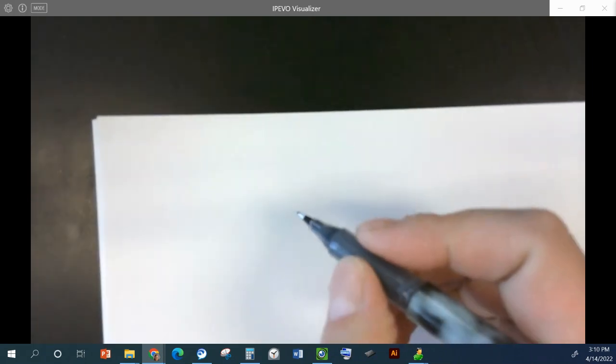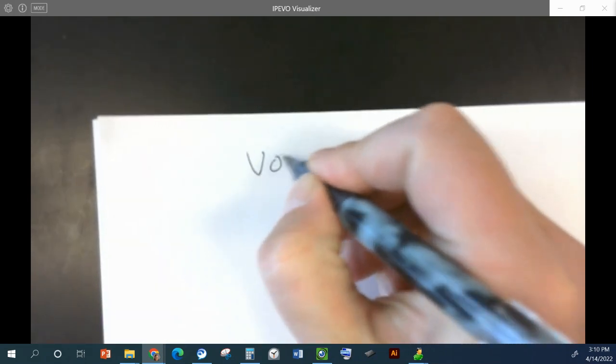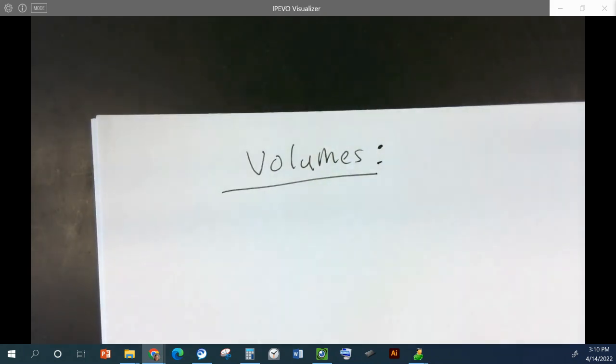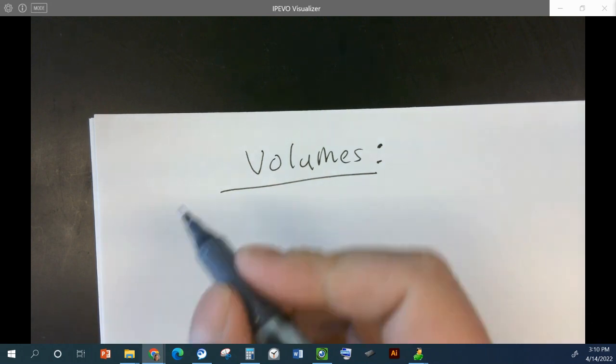Just so they can look it up if they need to. All right, so we're going to talk about calculating volumes. As you look through your assignment, what types of shapes do we need to calculate the volume for? And we're going to write down the equations.